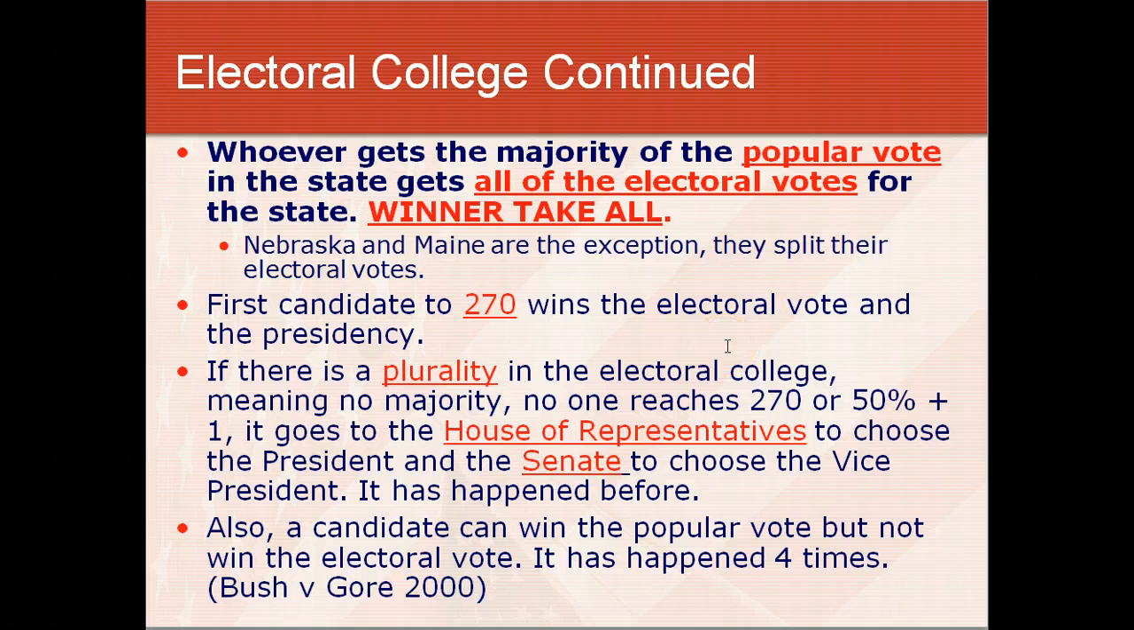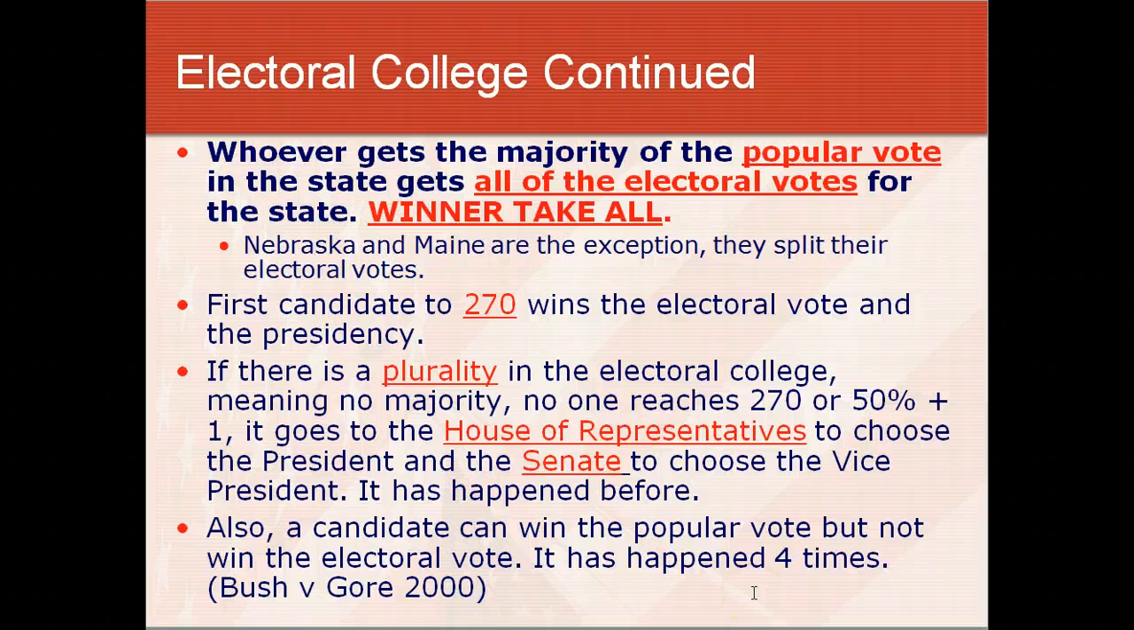There are some glitches, though. If there's a plurality, meaning if no one in the Electoral College gets to 270, the 50% plus 1 majority, then it goes to the House of Representatives to choose our president and the Senate to choose the vice president. And this has happened before. It's mostly known for the 1824 election of Andrew Jackson. This generally happens more when there are 3 candidates, because then they divide the votes in the Electoral College more, and that makes it less likely for somebody to get to 270.